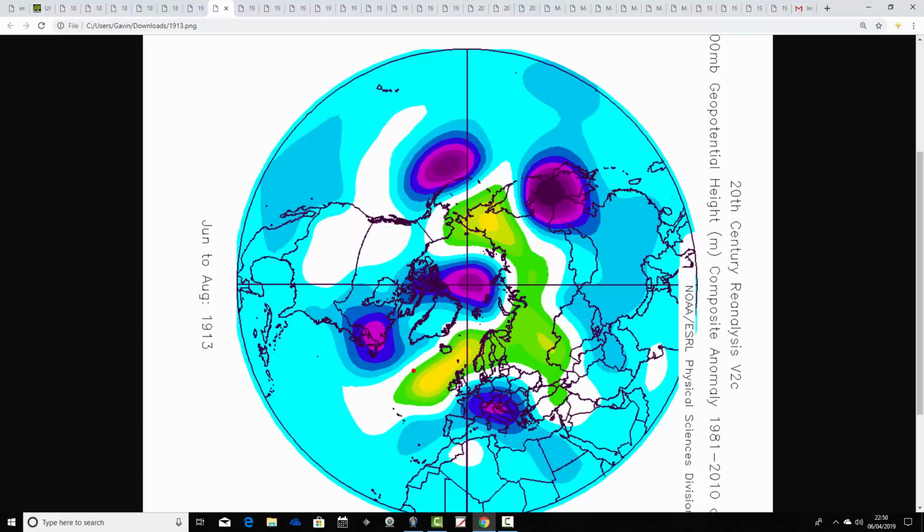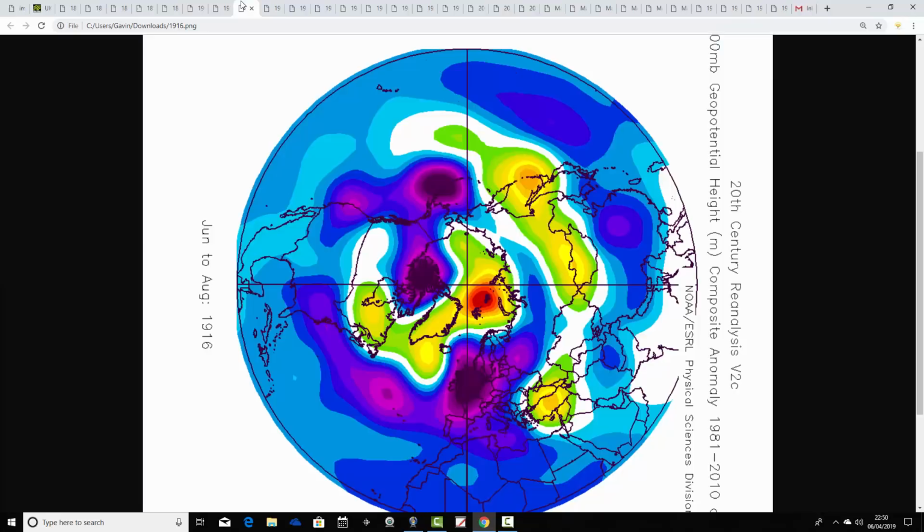1913 is our next summer, with above average heights out to the north and to the west of the country, below average heights to the southeast. That looks like a rather drier, potentially quite warmer summer. I wouldn't necessarily say it's an overly hot summer. The high pressure is centred to the northwest of us, so it's not a classic summer by any means, but it probably is a better summer than the few that have preceded it.